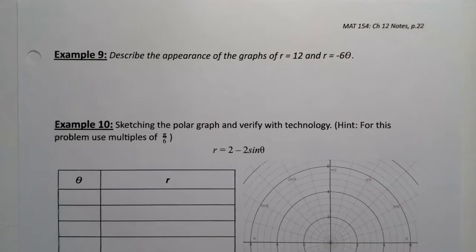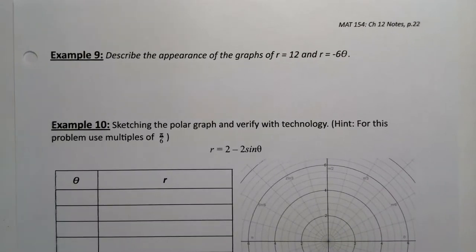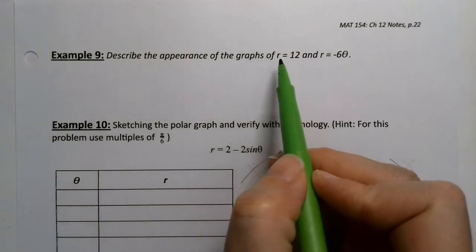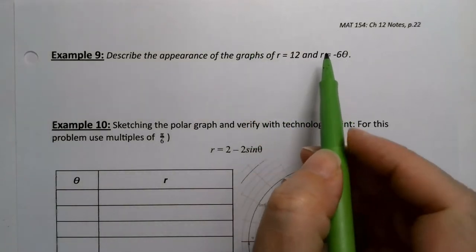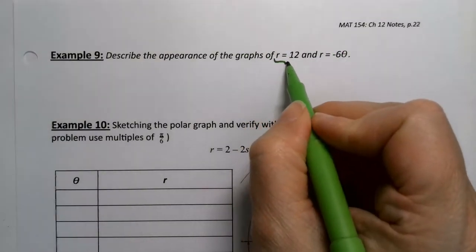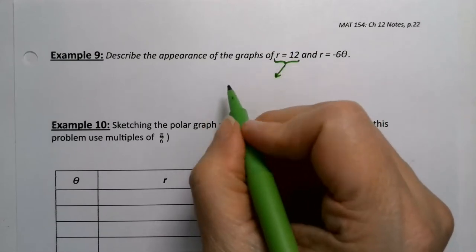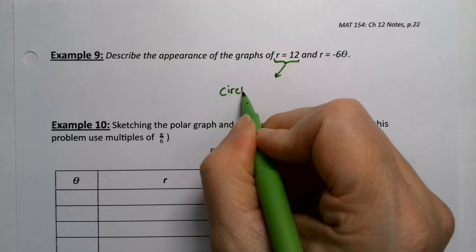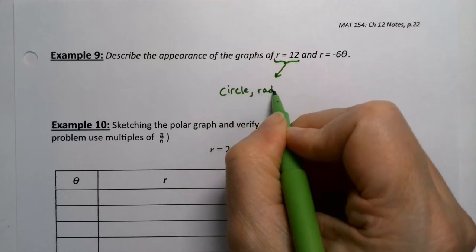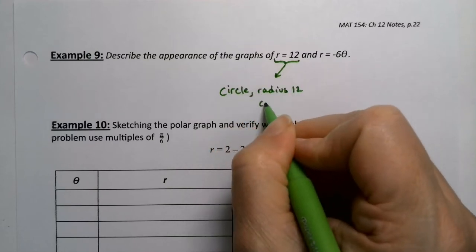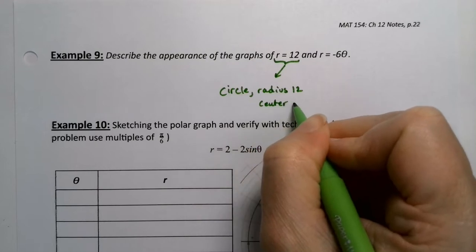So now knowing what we know about the basic graphs and that graph that we just saw, we actually can describe the appearances of these two graphs without ever having to graph them. Although, of course, we could graph them in Desmos if we wanted to. When r is equal to a constant, this is a circle. It has a radius of 12, and it is centered at the origin.